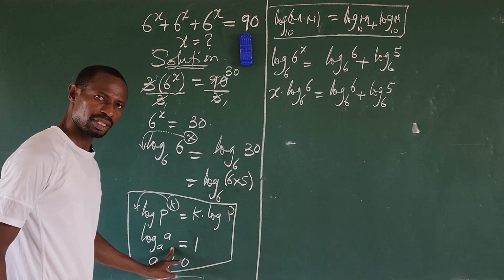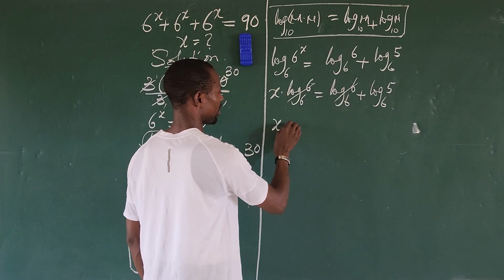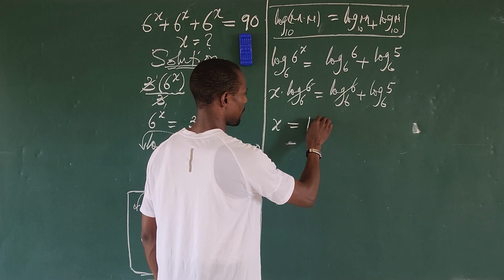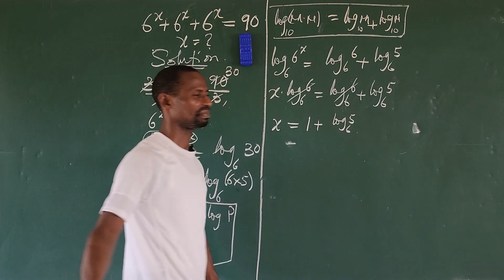And so this law comes into play. So this will give us 1, this will give us 1. So now I have x equal to 1 plus log 5 base 6. Easy.